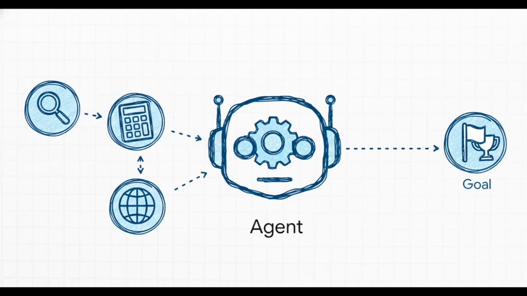Okay, but what if we could take things even further? Well, that brings us to agents. This is where things get really futuristic. With an agent, the LLM becomes more than just a text generator. It becomes a reasoning engine. You give it a goal, and you give it a set of tools, like access to a search engine or a calculator. The agent then decides for itself which tools to use and in what order to get the job done. It's a huge leap from just following instructions to making its own decisions.